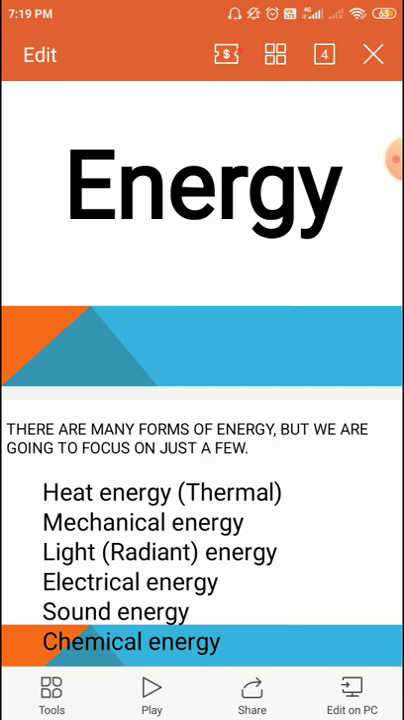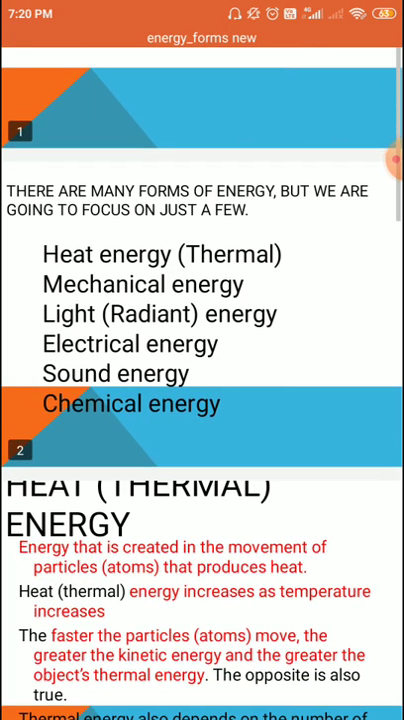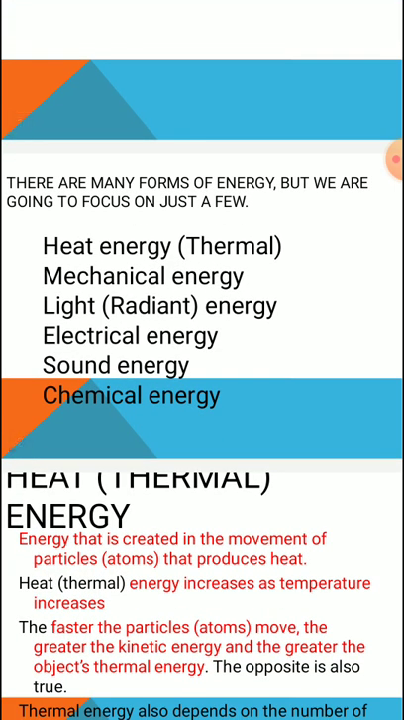So today we are going to see what energy is, what the different forms of energy are, and what their applications are, in a generalized way. There are different forms of energy, but we are going to focus on just a few: heat energy, also known as thermal energy, mechanical energy, light energy or radiant energy, electrical energy, sound energy, and chemical energy. Mainly, we are going to focus on two types: heat energy and mechanical energy.